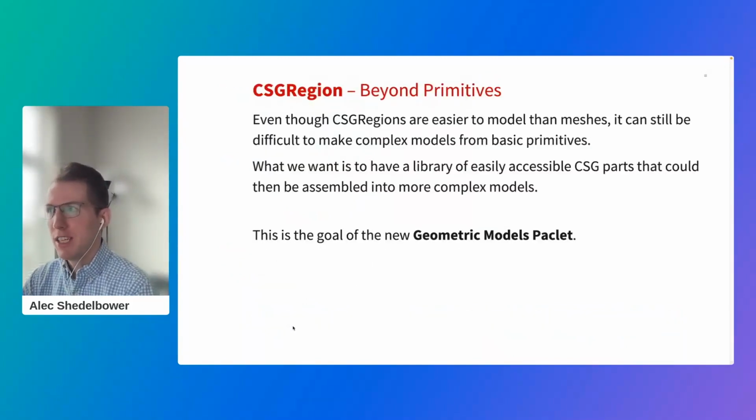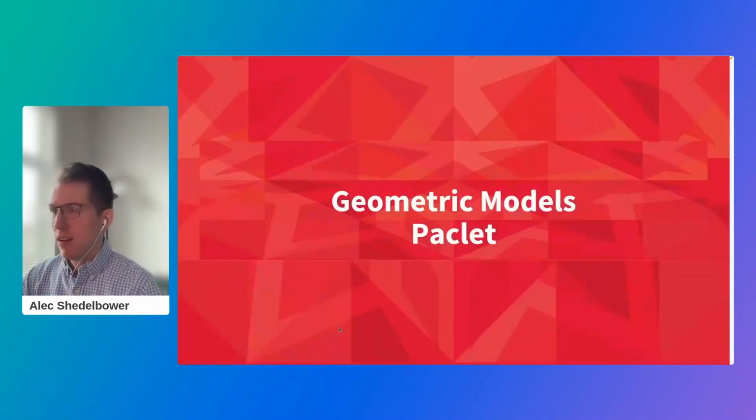So while it's easier to model regions using CSGRegion, it can still be difficult to make complex models using just the basic primitives like cylinders, cubes, and balls. So what we want to do instead is have access to a library of CSG parts that we could then assemble to make more complex models, so you don't have to start from scratch each time. This is the goal of the new geometric models packlet.